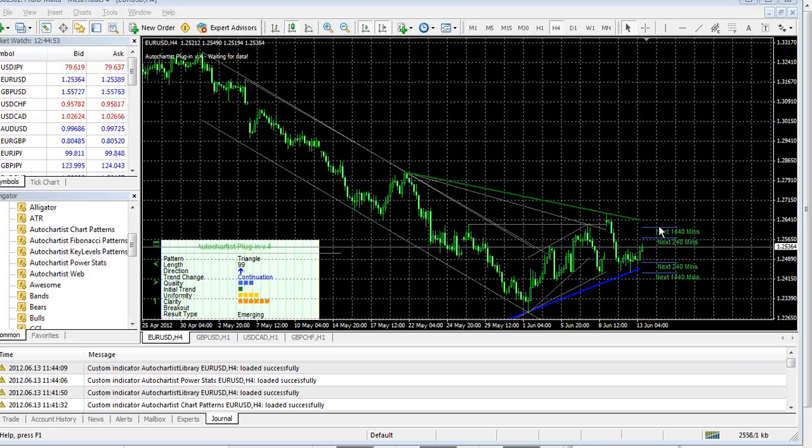This is a very interesting tool. Please use this Power Stats tool to help you set appropriate stop loss and take profit levels. And of course, with MetaTrader, if you keep this chart running, Autochartist will automatically draw the support and resistance lines for you as your chart develops. Obviously that will happen more frequently if you're looking at 15-minute charts.